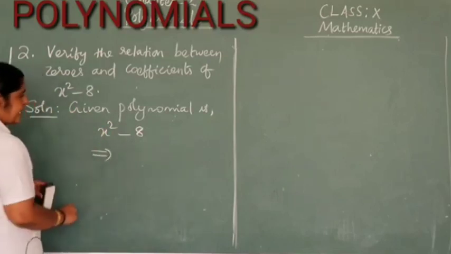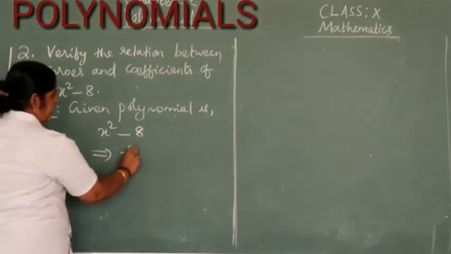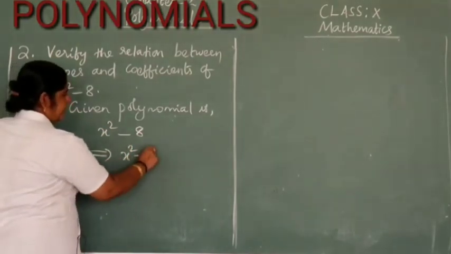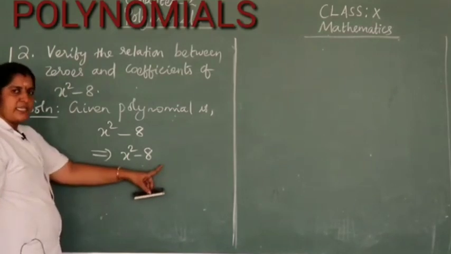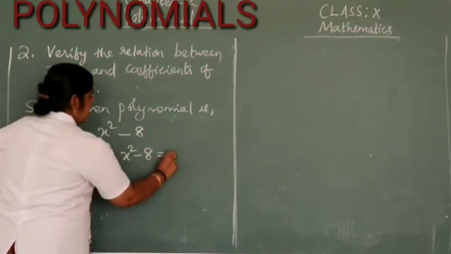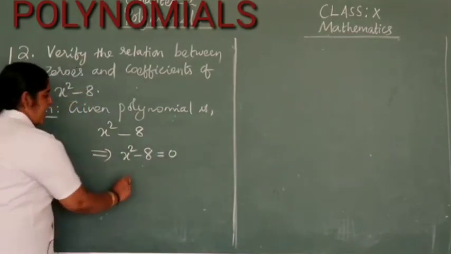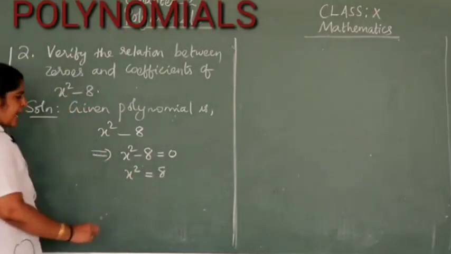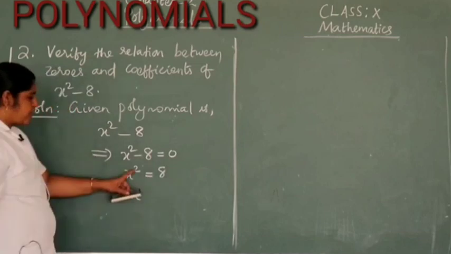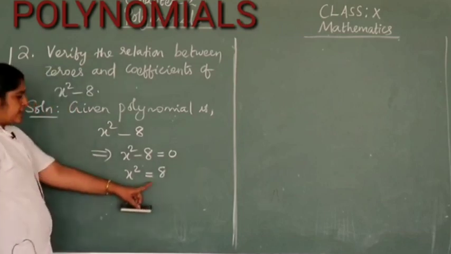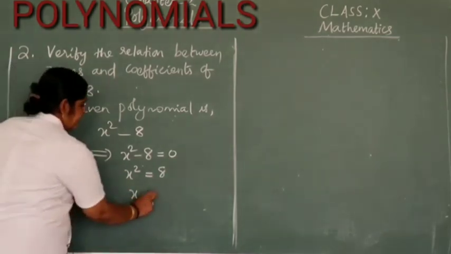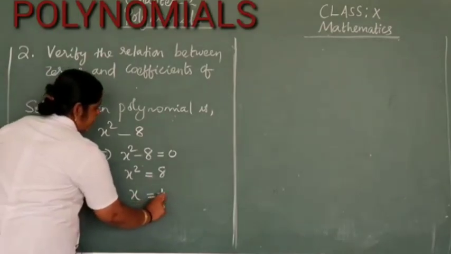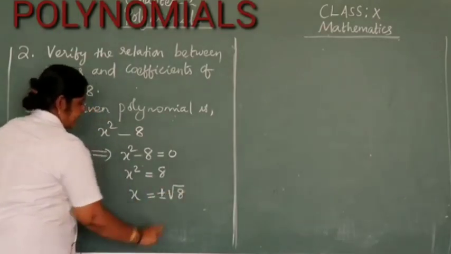We can write this as x square minus 8. To find the zeros, we are equating this to 0. So x square minus 8 equal to 0, and here we get x square is equal to 8, and from x square we can find x by the square root of 8, that is x is equal to plus or minus root of 8.